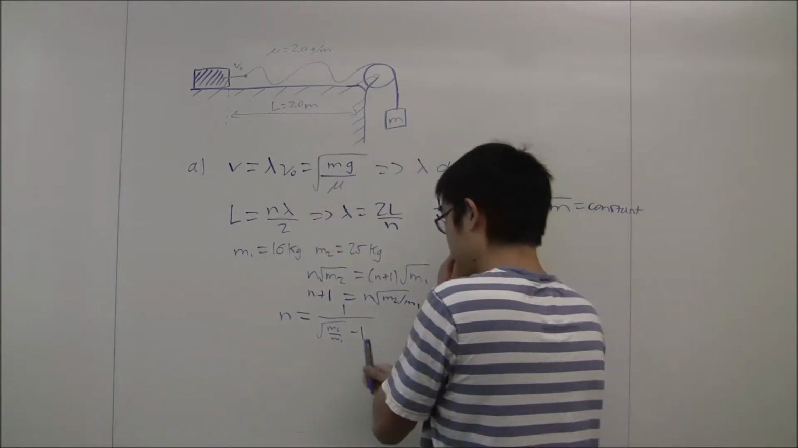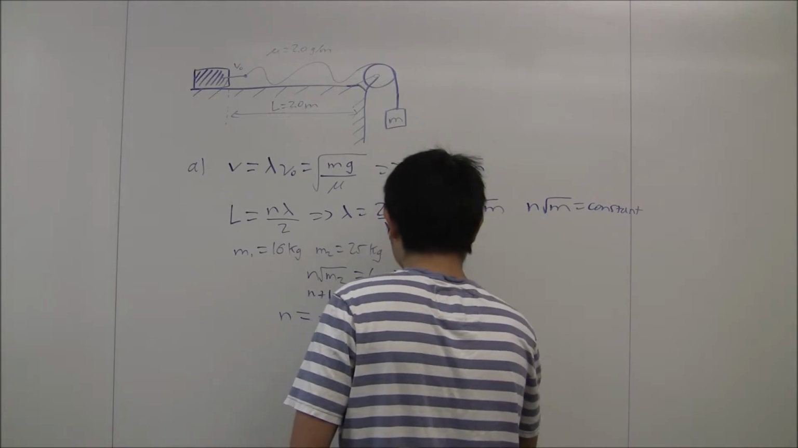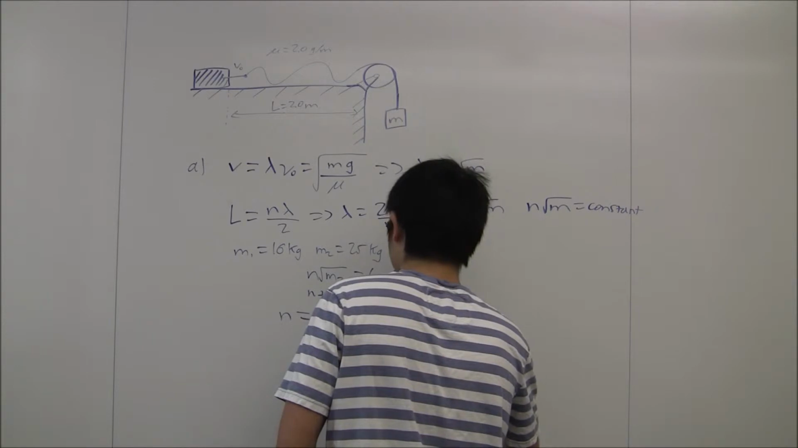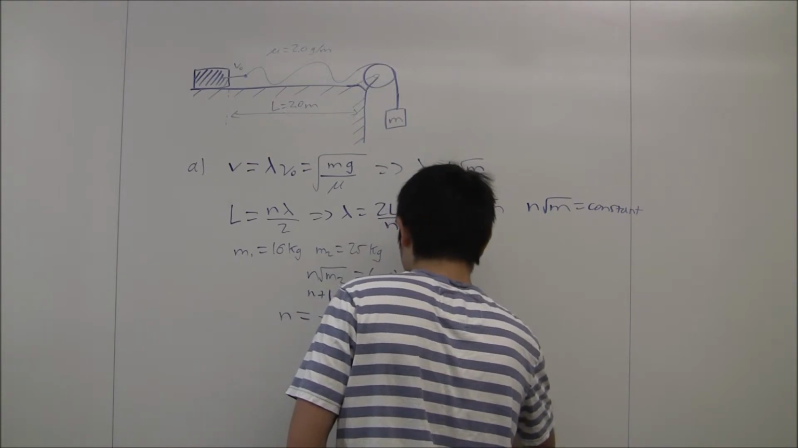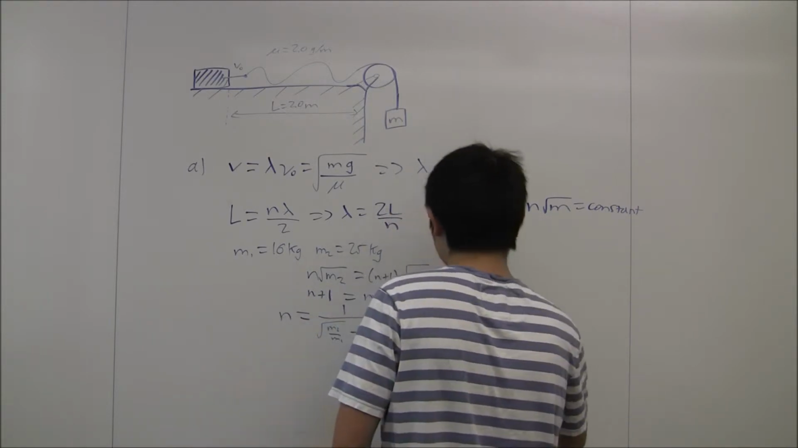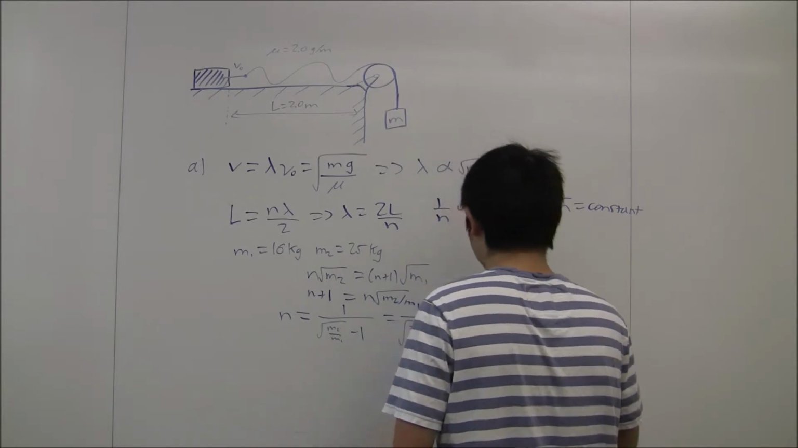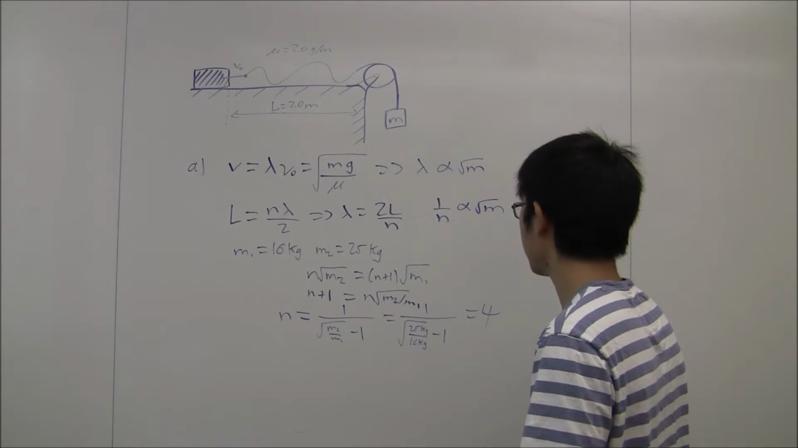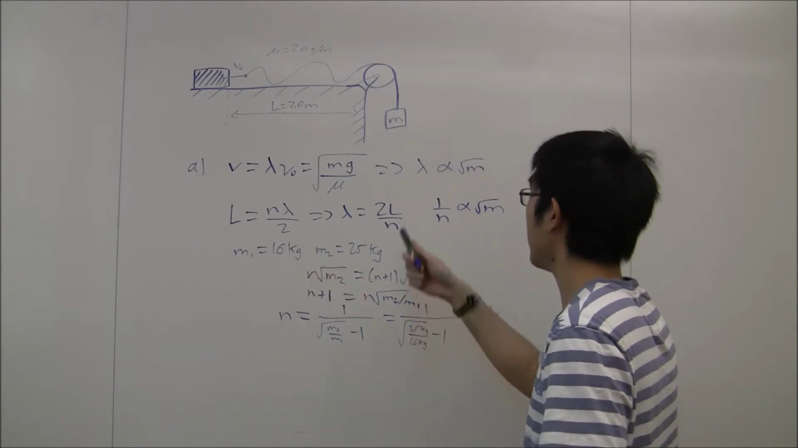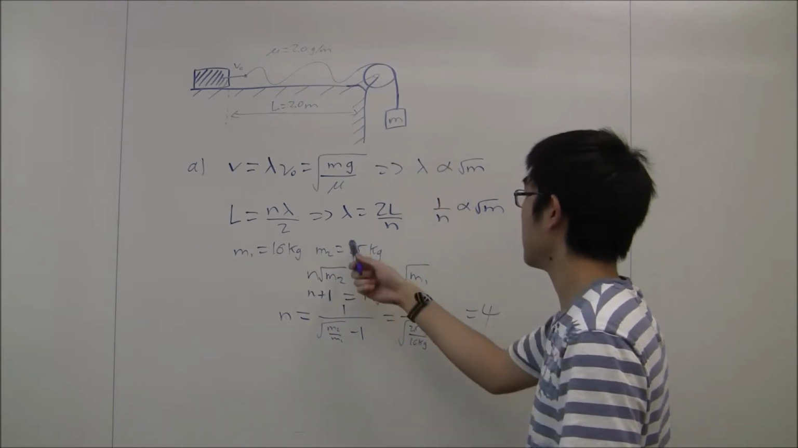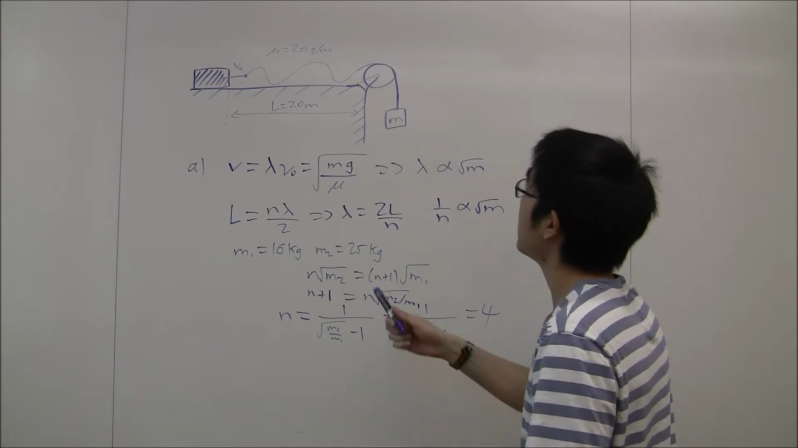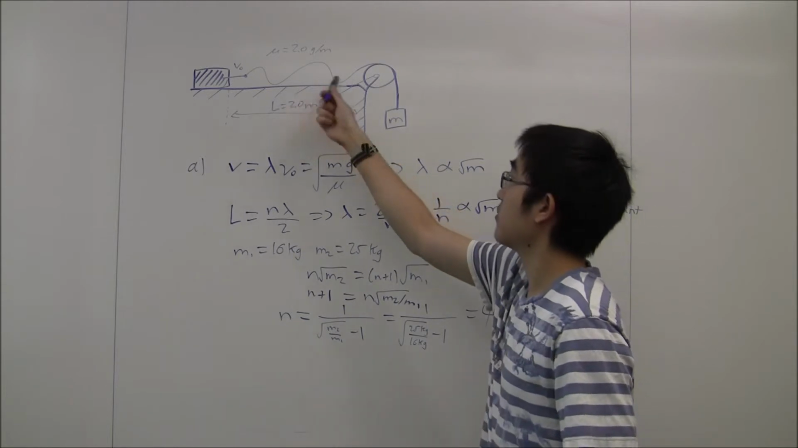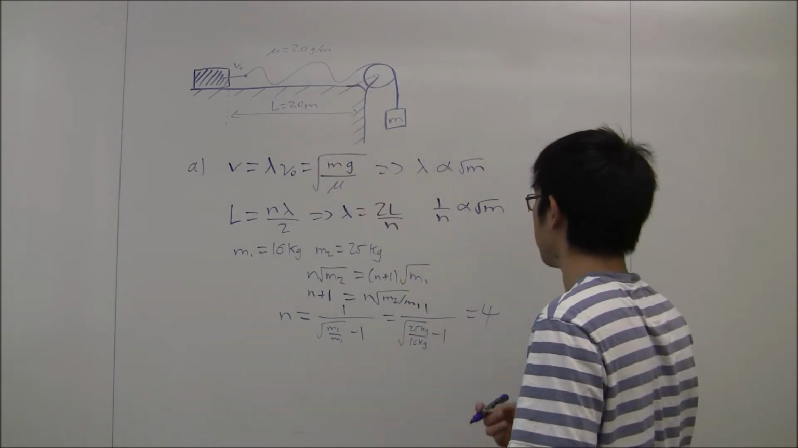And if we plug in our values for m2 and m1, we get that n is equal to 1 over the square root of 25 kilograms over 16 kilograms minus 1, which is just 4. So this means that for m equal to 25 kilograms, 4 half wavelengths will be able to fit between the vibrator and the pulley.